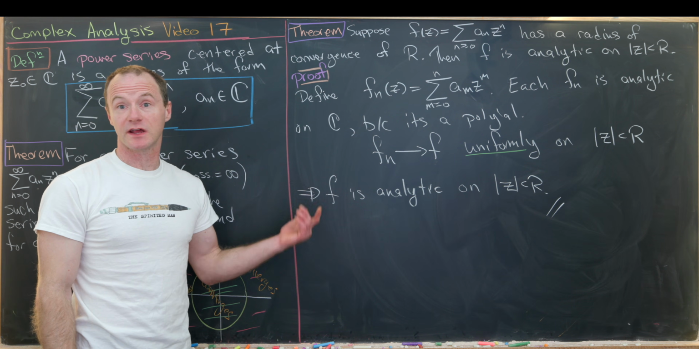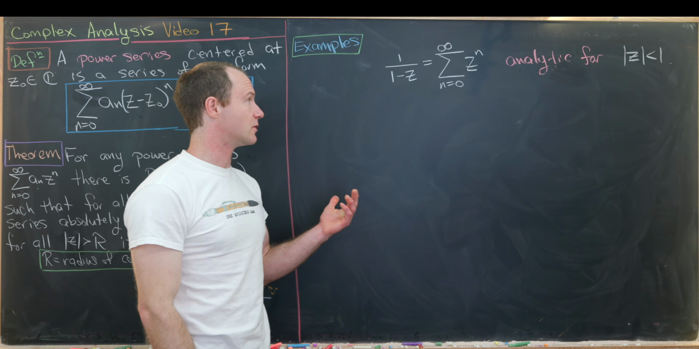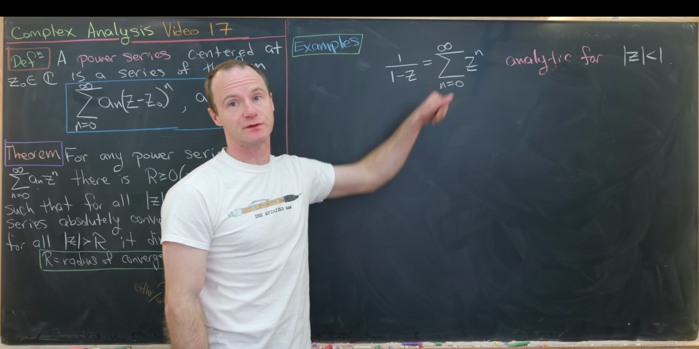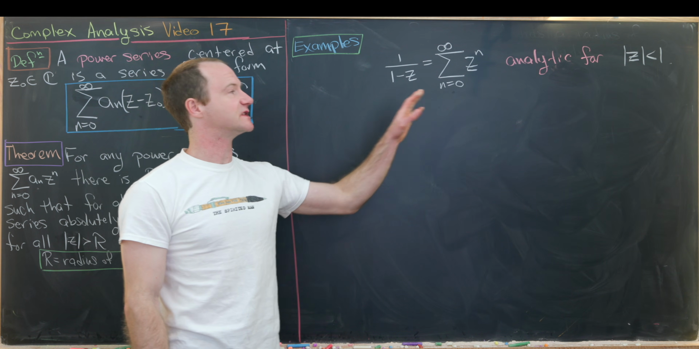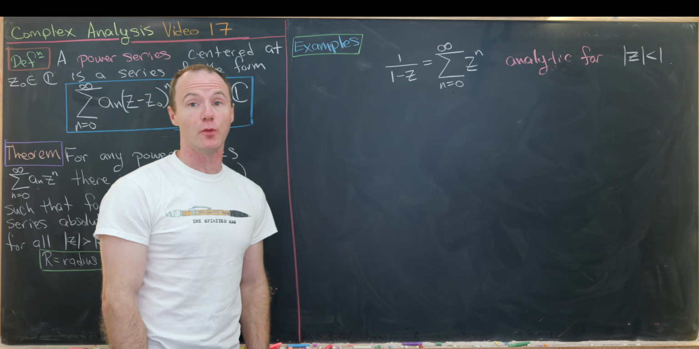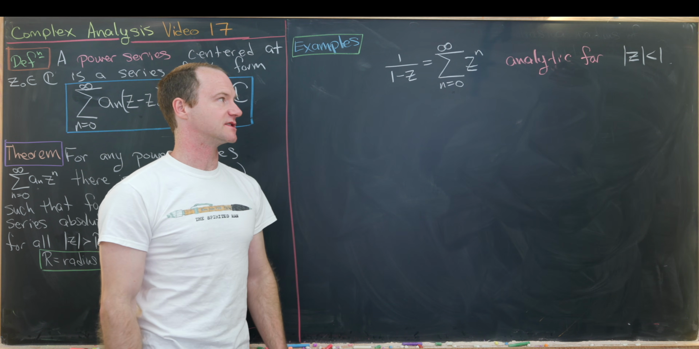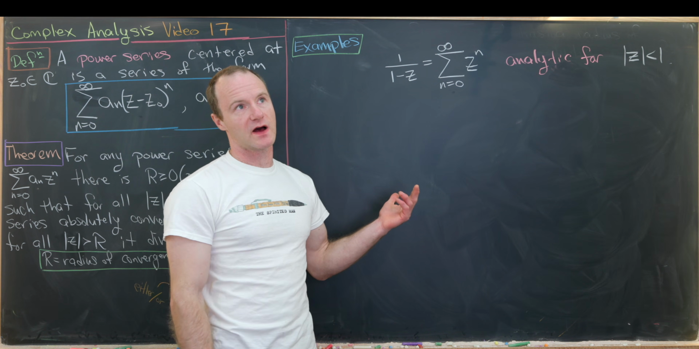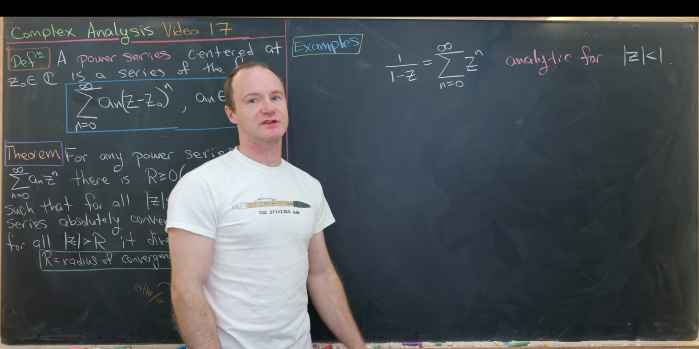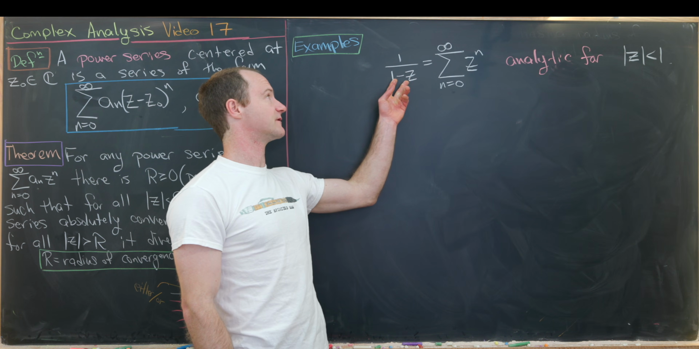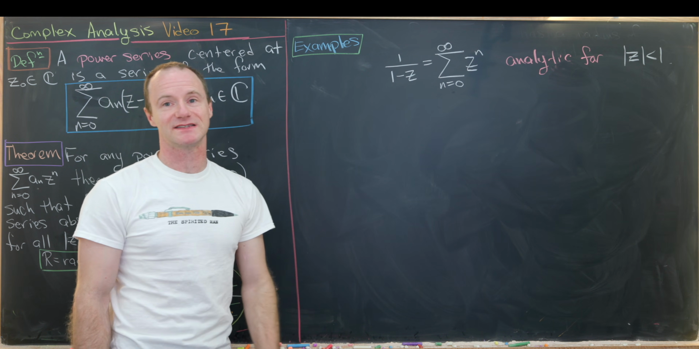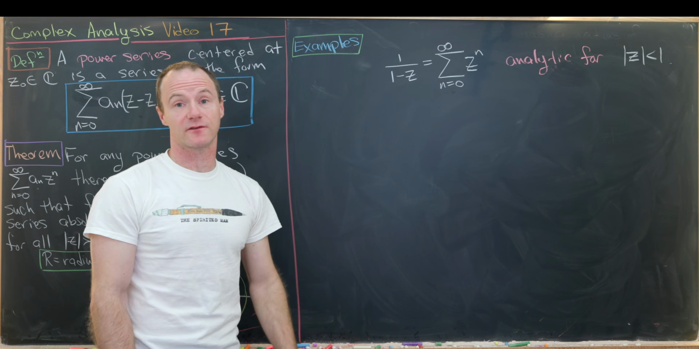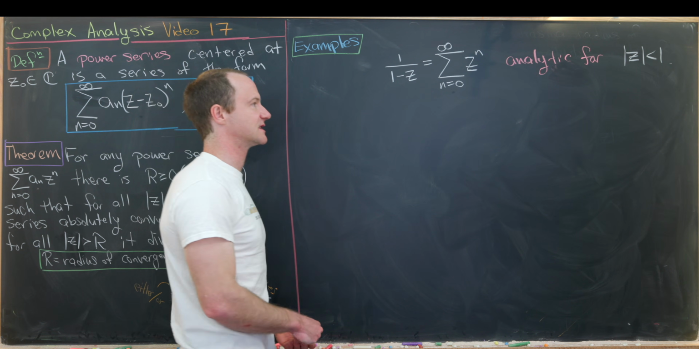Okay, so let's look at a couple of examples. For our example, we'll start with this geometric series we had before. The sum as n goes from 0 to infinity of z to the n, which as we discussed is analytic on the open unit disk. So that's going to be all z where the modulus of z is less than 1. Furthermore, by the standard rule for the sum of a geometric series, we know that this sums up to the function 1 over 1 minus z. So that tells us that this 1 over 1 minus z is analytic for all z where the modulus of z is less than 1.